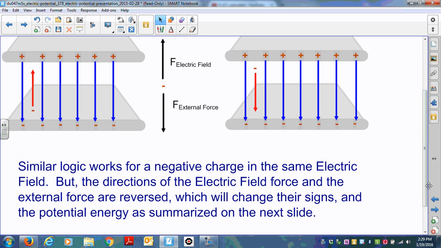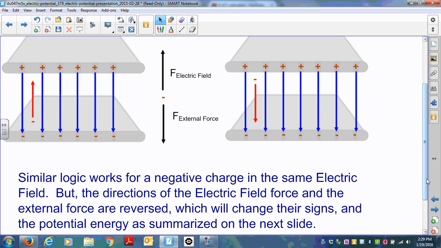Okay, similar logic works for a negative charge in the same electric field, but the directions of the electric field force and the external forces are going to be reversed, which will change their signs, and the potential energy is summarized on the next slide. So here, if we have a negative charge, it's going to be attracted to the positive plate, and that means that's your electric field force going up. That means the external force would have to be directed down, okay? And vice versa, if you're pushing a negative charge down or wanting it to go down, you have to apply an external force down because the electric field force is going up.